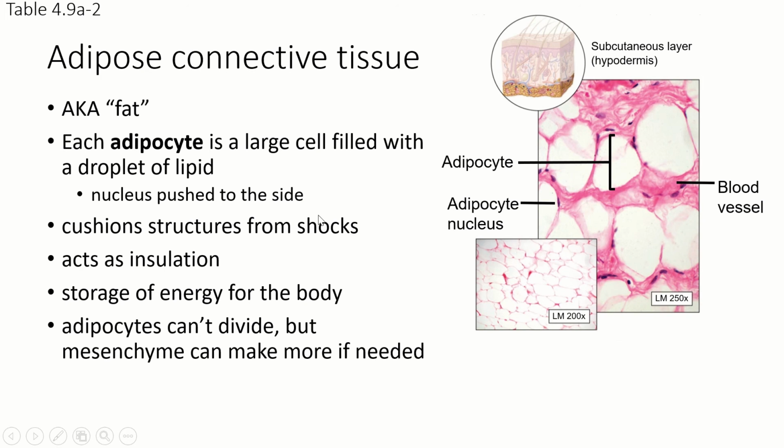It's really important as a cushion against shocks and trauma. We're going to see it between organs in the body to help cushion them against each other. We're going to see it around the body, especially in places that often land on the ground like your butt. It's a really good insulation, so it helps to hold heat in the body. It's very, very efficient energy storage.